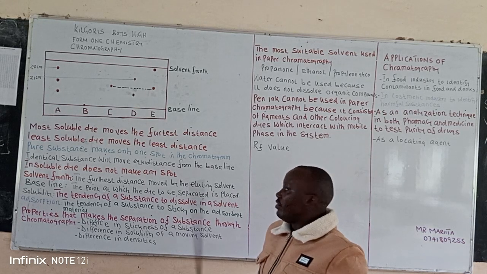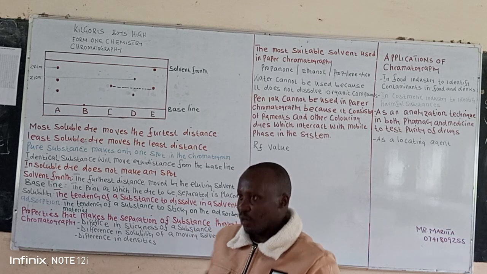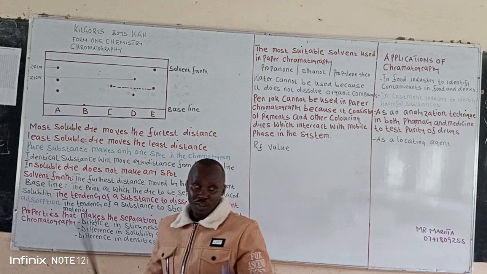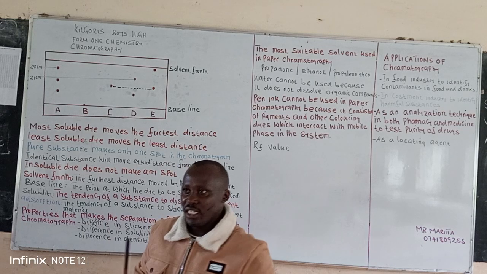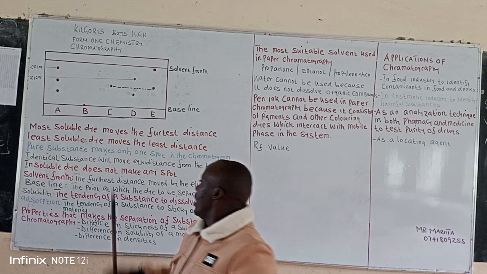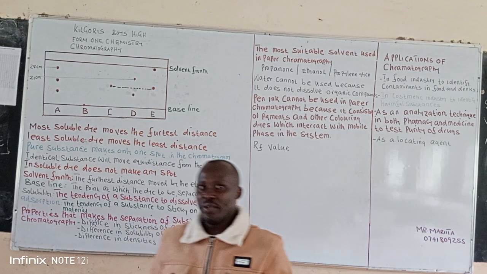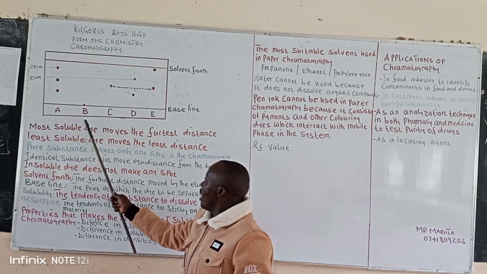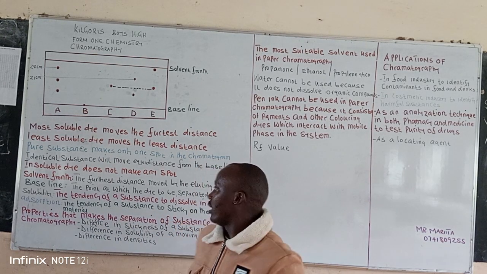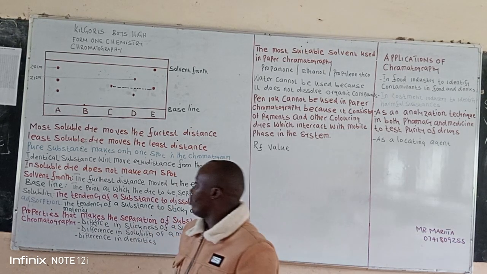Now, we have the insoluble dye. This one does not make any spots. So insoluble substances are the opposite of the most soluble dye. As we said, the most soluble dye moves the fastest distance from the baseline. The insoluble dye, in this case, moves zero distance from the baseline. For instance, here we have dye P, which moves zero distance from the baseline. In that case, we say this one is an insoluble dye.